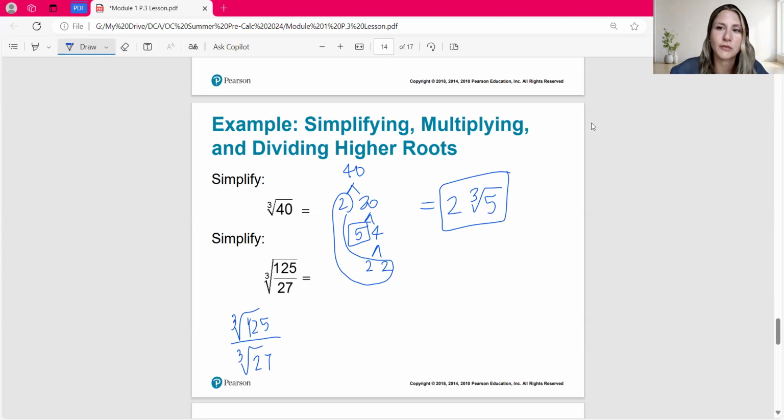The cube root of 125, well, that is a perfect cube. That is going to be 5. And then the cube root of 27, that is another perfect cube. That's going to be 3. So I've got 5 over 3. Didn't need to do a factor tree for that one.